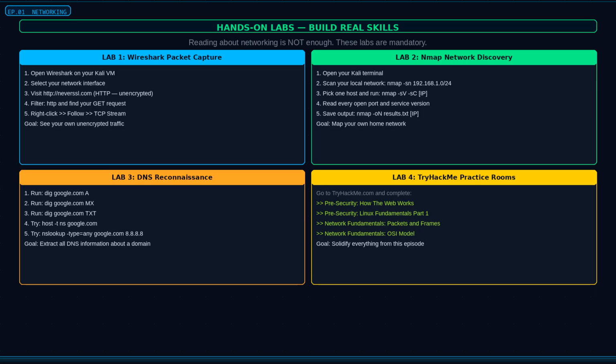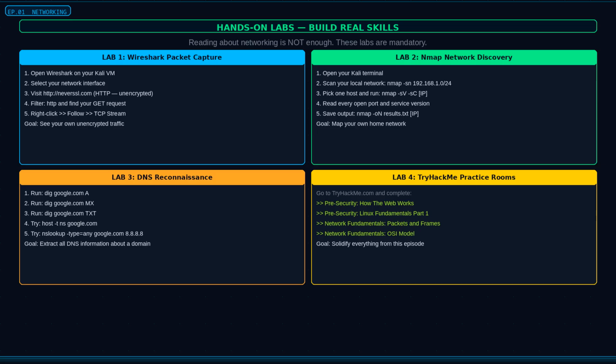Lab 2, Nmap Network Discovery. Scan your home network using nmap -sn followed by your network range. Find all live hosts. Pick one and run a full version scan. Read every open port and service version. Save the output to a text file. Lab 3, DNS Reconnaissance. Use the dig command to query A records, MX records, and TXT records for several domains. Compare what information is exposed publicly. Try querying different DNS servers and compare results.